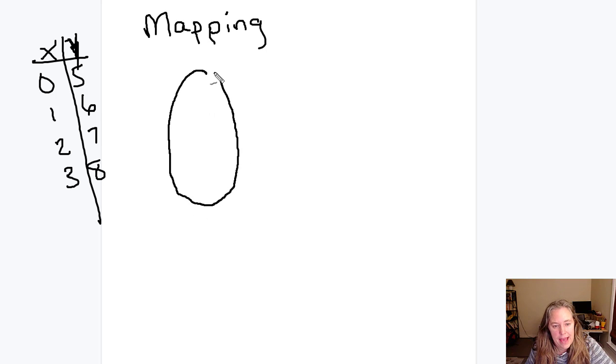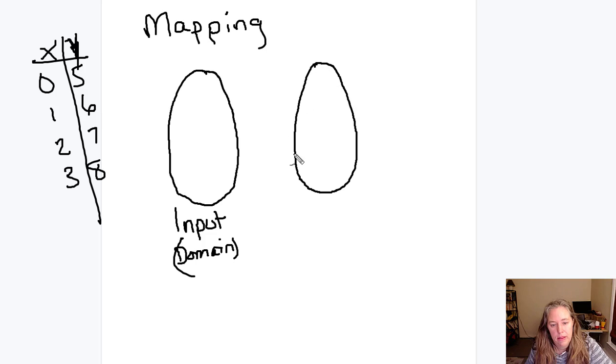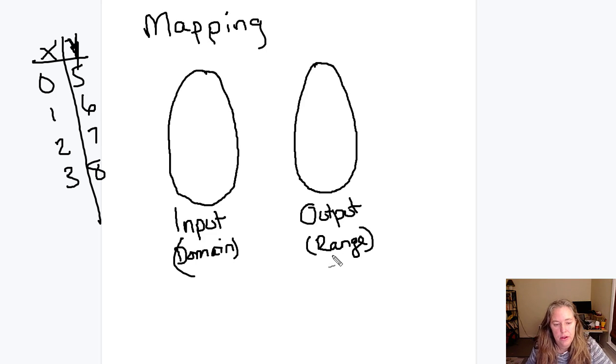you draw a set, and below the set you say input. When you're in Algebra 1, instead of input, you're going to say domain. So next year you'll say domain, and then here you say output. And then more advanced, when you're older, you'll say range. So this oval here gives us this set of all input values. And to remind you, input is also x, x-axis, independent variable.